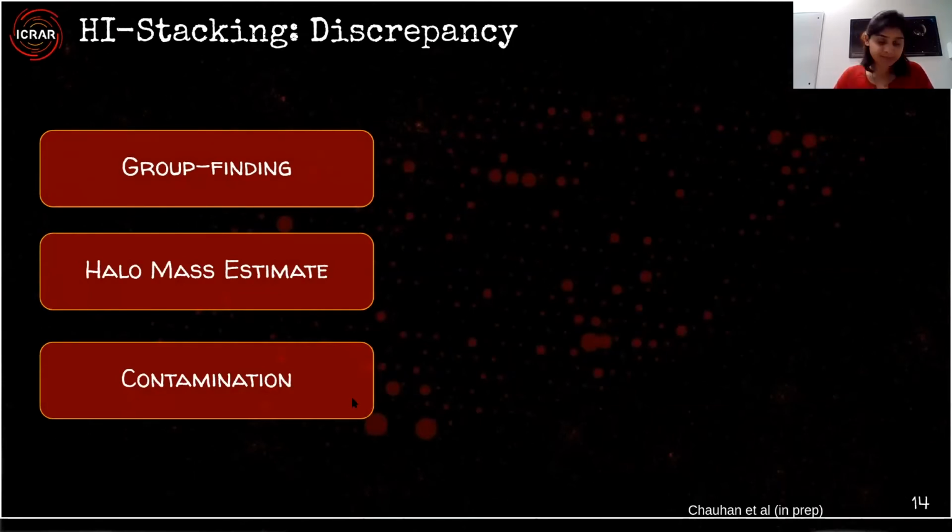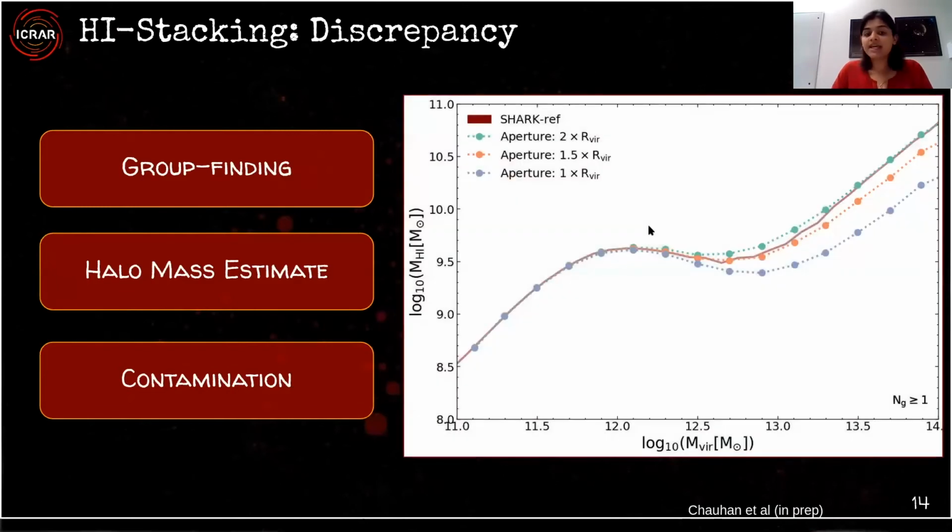In order to see how well we are recovering all the groups, we did a small exercise. From all the groups identified and their centrals identified, we tracked those centrals down to our simulations. And then for those centrals, we calculated the H1 around those centrals in a sphere of about 1 virial radius to 2 virial radii, just to see what we get for the H1-HM relation. And that is what I'm showing in the plot over here.